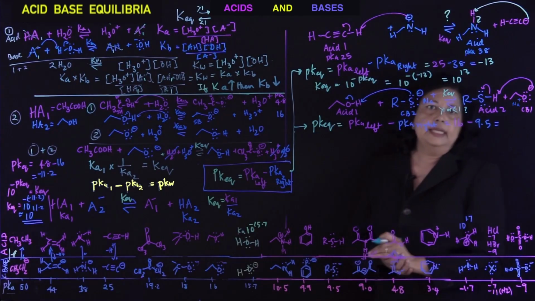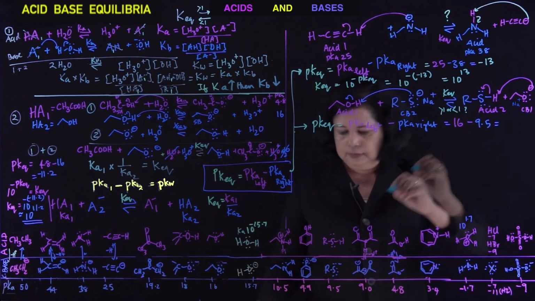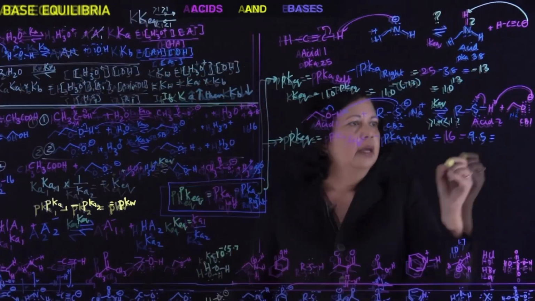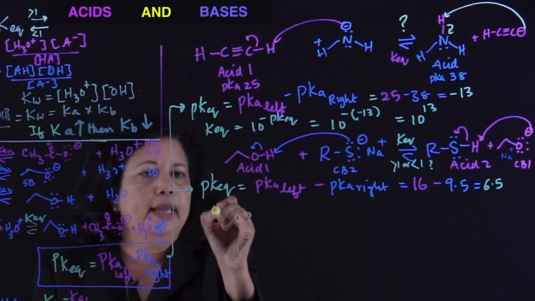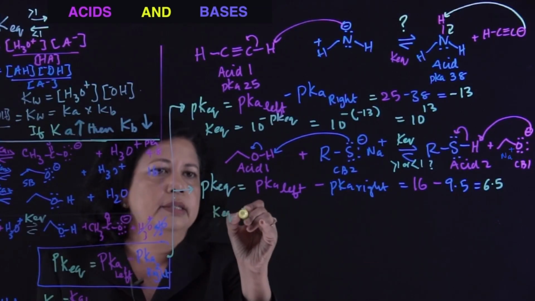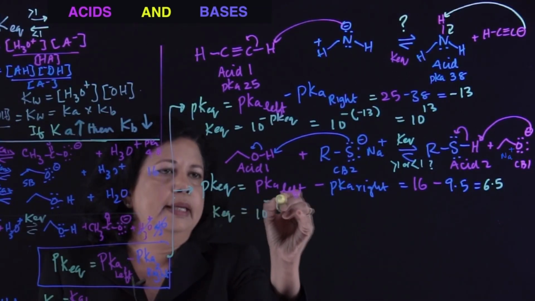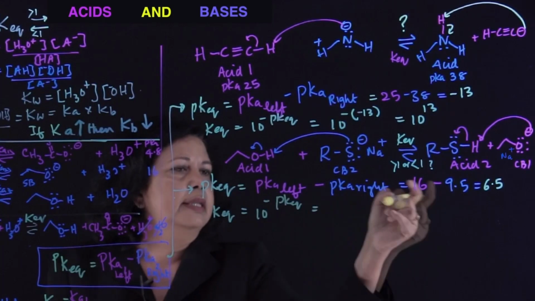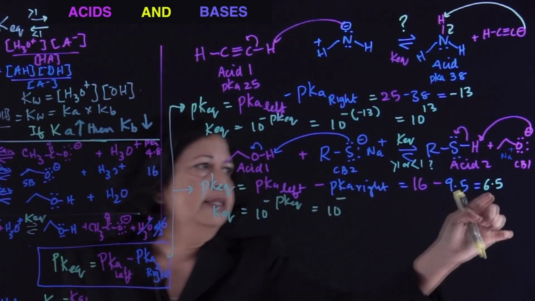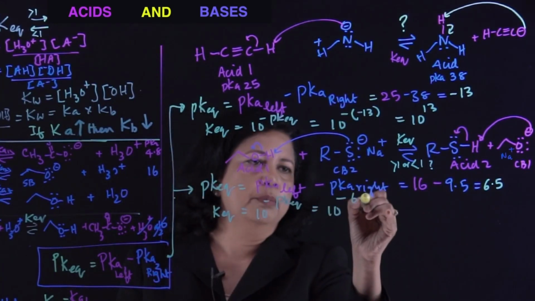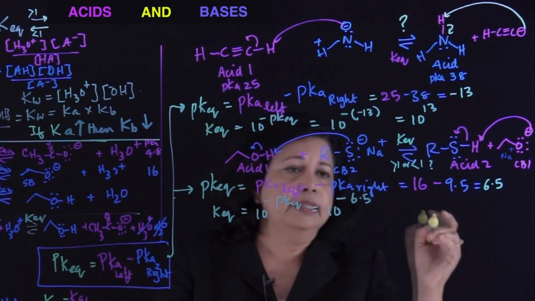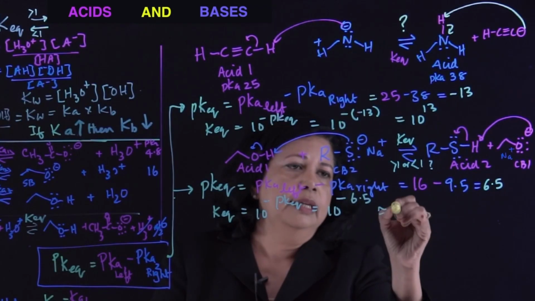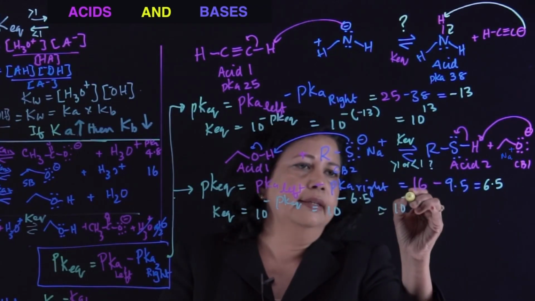That's going to be 6.5, and that's a positive value. So K equilibrium is going to be 10 to the negative pK equilibrium. So that is going to be 10 to the negative, and this is a positive number, 6.5. So definitely lesser. This is about almost 10 to the minus 7.